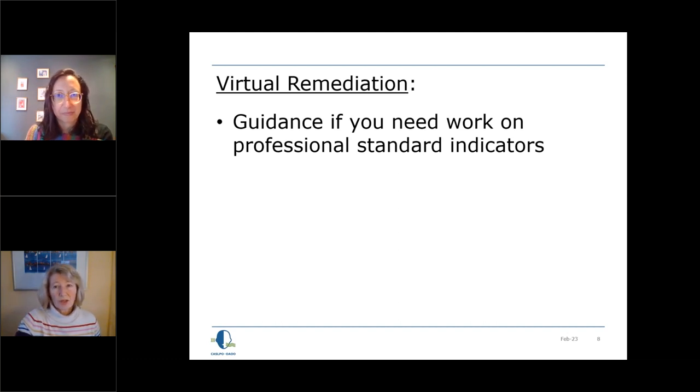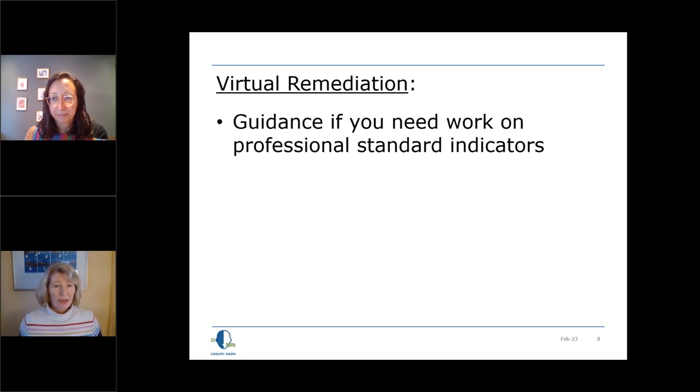Okay, so another part that happens. The interview has been completed, or you're in the interview, and it becomes apparent that there are one or two professional standard indicators that you do need some work on. You might identify it, the peer assessor might identify it, or you might both identify it at the same time. It becomes fairly evident, in which case there is something called virtual remediation.